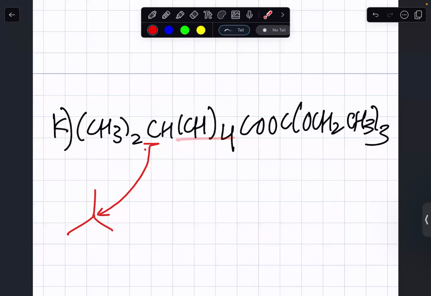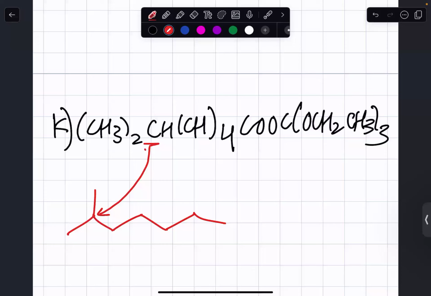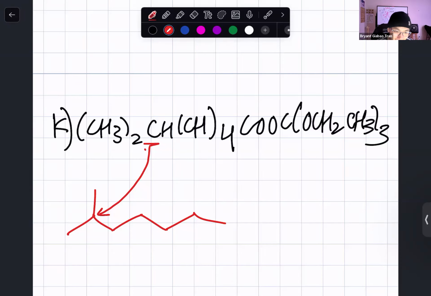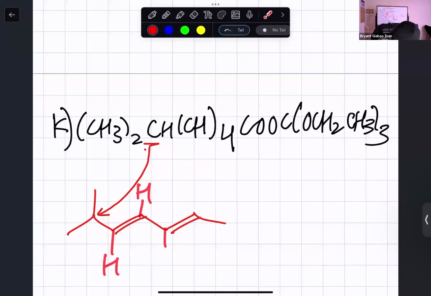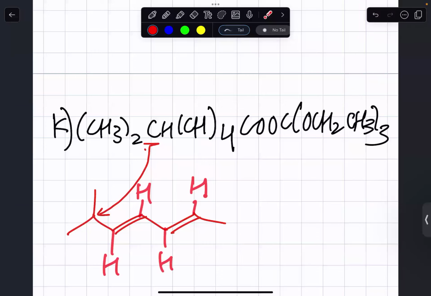And then there's CH with like 4 in a row. So we would draw out a chain that's like 4 carbons, but it's only 1 hydrogen. So does that mean that there are double bonds? Right, double bonds that exist, which are going to be shown like that. Because four of these carbons here will have one hydrogen, one hydrogen, one hydrogen, just like that.